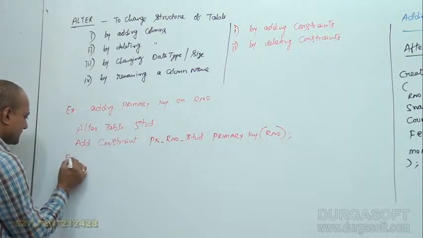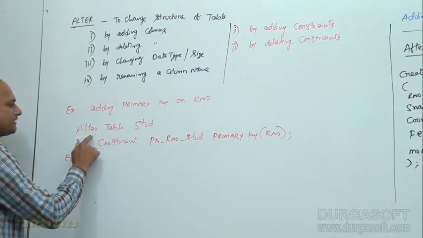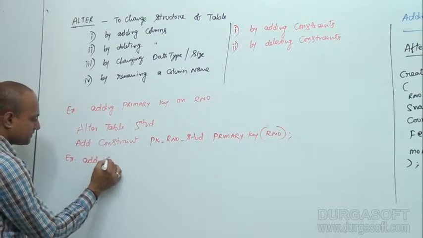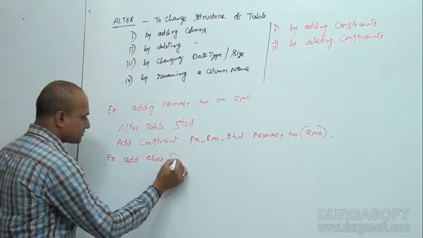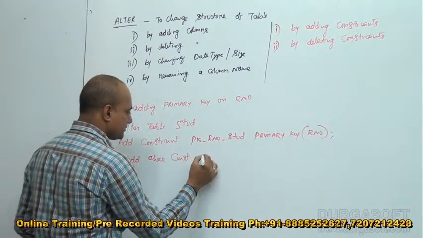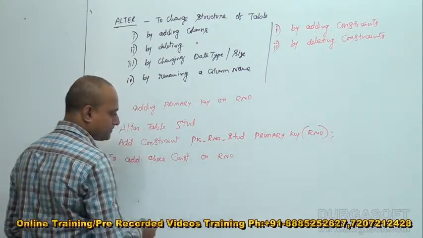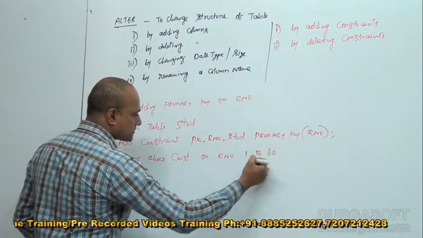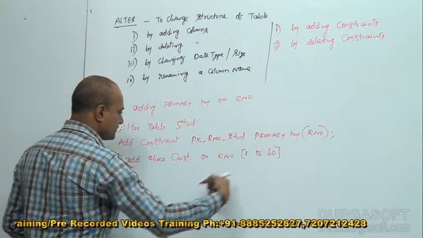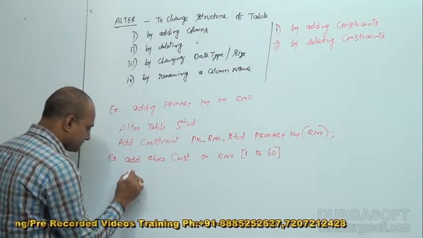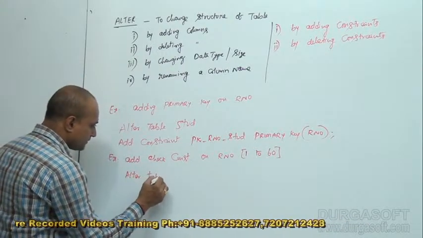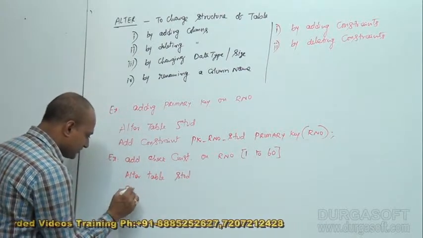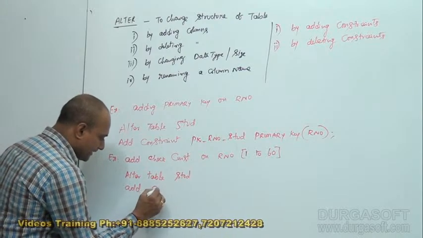Now, next example, how to add a check constraint on this table. Let us see adding a domain constraint. Add a check constraint or domain constraint on roll number. Roll number should be between 1 and 60; it has to accept values 1 to 60. So how should I define a constraint for that? Alter table, table name stud, and here add.